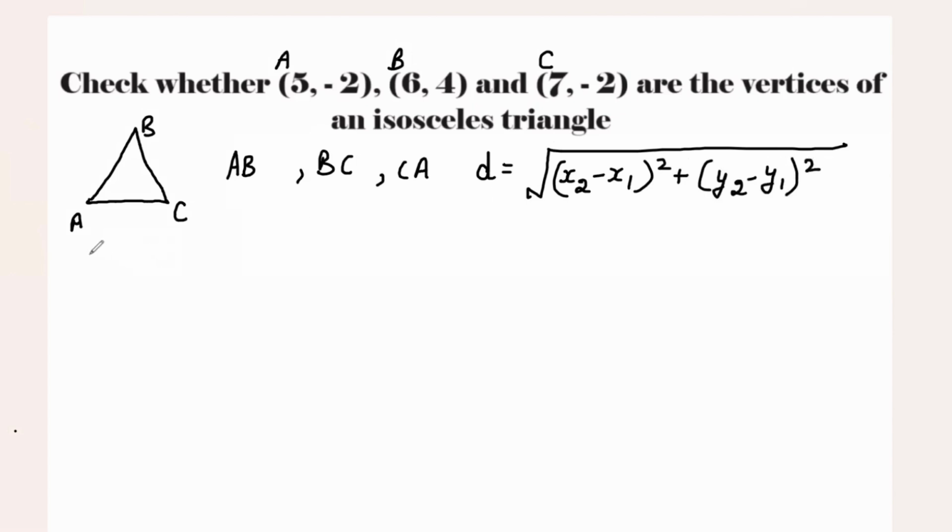So let's calculate the length of AB, BC and CA. Here A I have considered as (5, minus 2), B as (6, 4). So we will consider A as x1, y1 and B as x2, y2. Always write down x1, y1 and x2, y2 below the points so that you will not make any mistake while substituting the values in the distance formula.